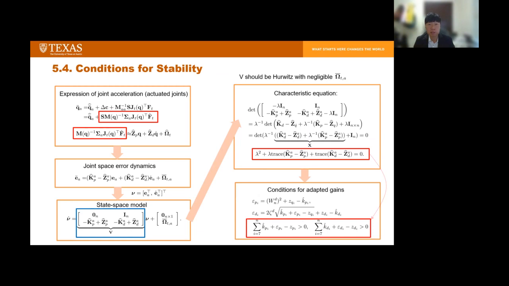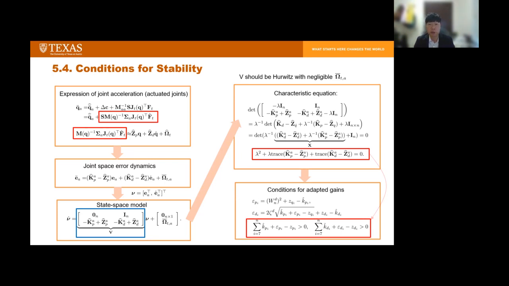Using the previous calculus and approximations, we obtain the joint space error dynamics and formulate its state space model, with the state consisting of joint position and velocity errors. Now the state space model becomes linear. Furthermore, we can select some detailed variables to make omega hat negligible. Then it is very clear to show the stability of this system.